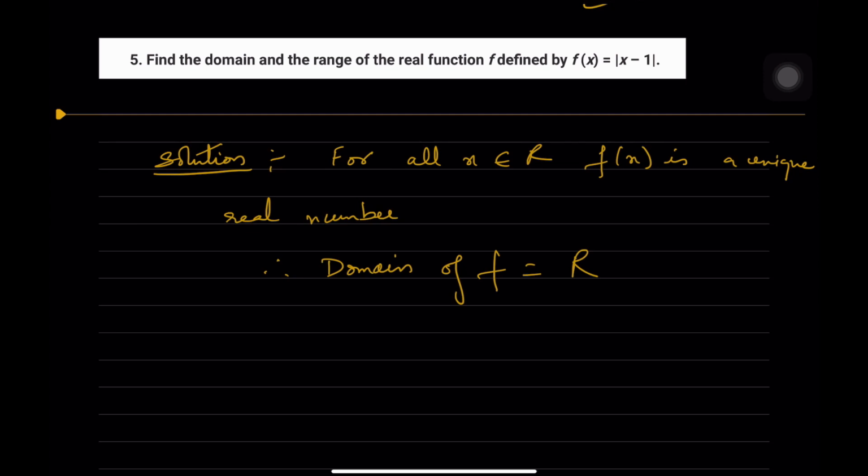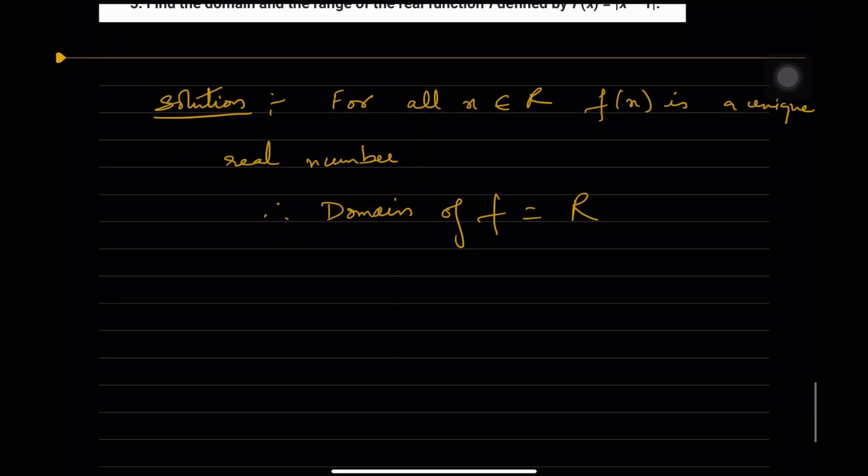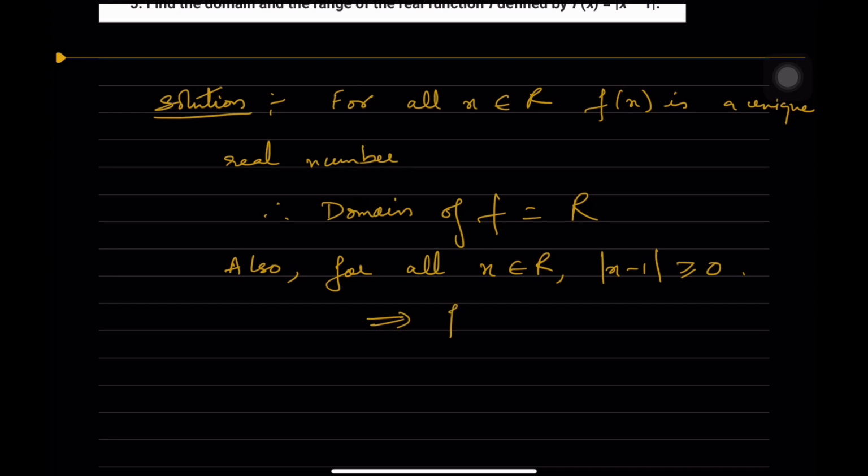Then we have to define what f(x) is. f(x) is a unique real number. So when you put a negative value, what do we get? When we put a positive value, you will get a unique value over there. So next, for all x belonging to R, mod of x − 1 is greater than or equal to 0, which implies that f(x) is greater than or equal to 0.